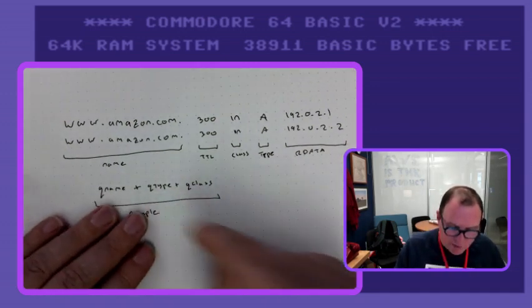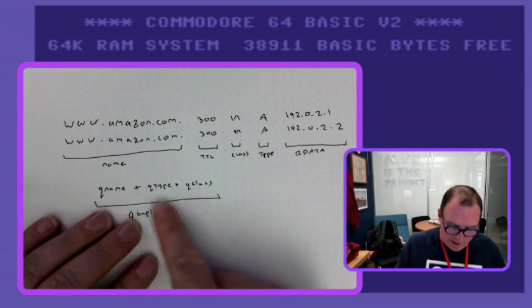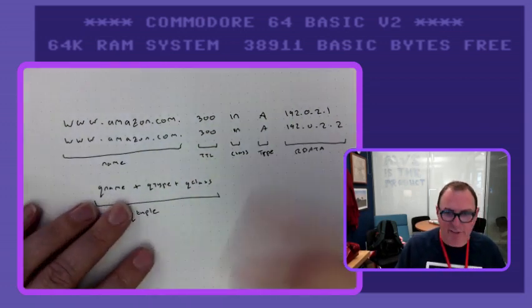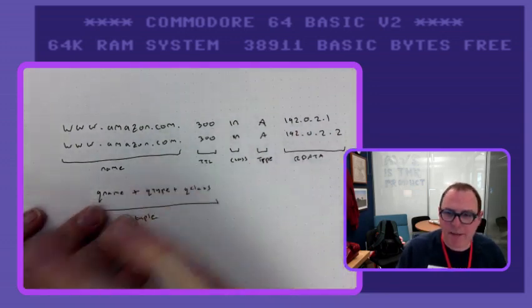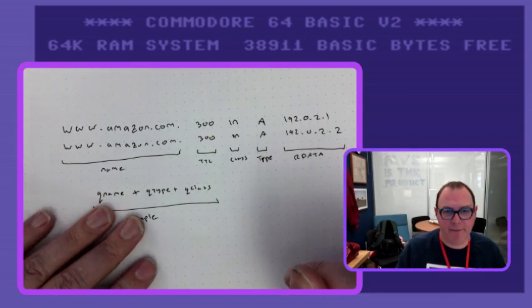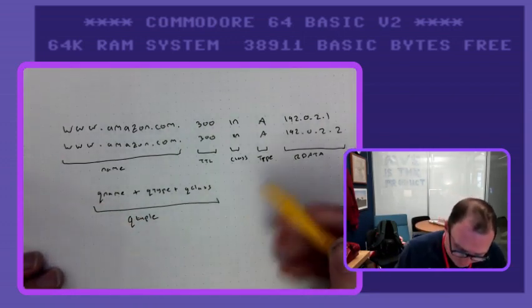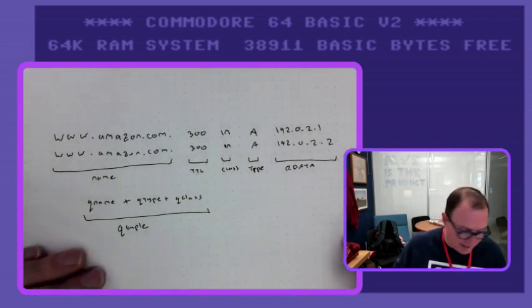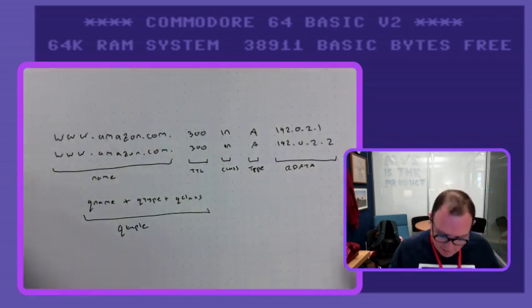Now there is a special query type called Any, and if you set it to Any, it's like having a wildcard, and the question can be, tell me any records of any type that exist for this name, please. And it gets the answers back that it gets back. So that's what's flying around on the wire.